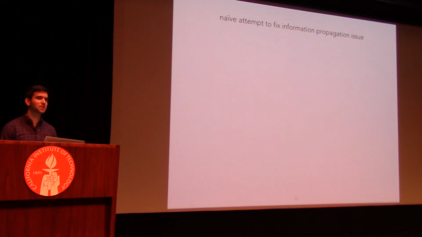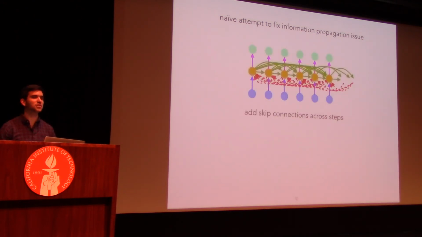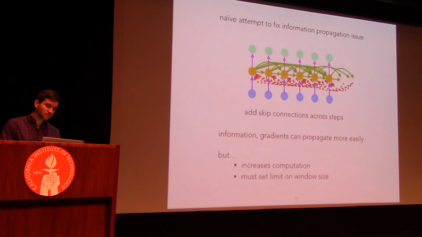So one naive attempt that we might try is, well, what if we just connected everything internally? Then information is just guaranteed to propagate. We're just going to skip connections all over the place. It's going to work. But actually, that increases the amount of computation because now your input vector, or your hidden vector, is going to have to operate over a huge number of inputs from previous time steps. And you're going to have to set some limit on the window size.